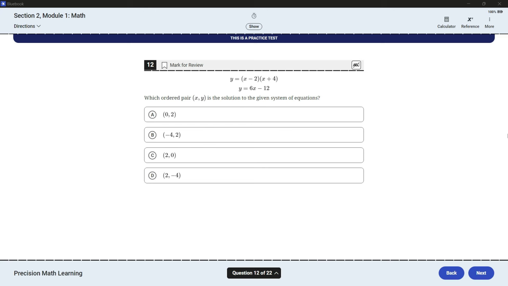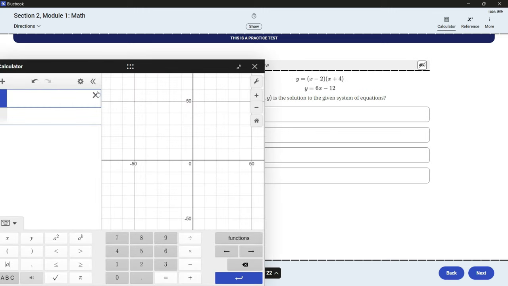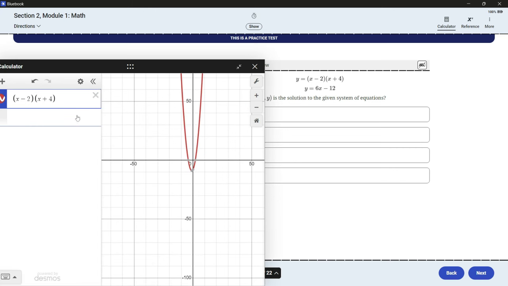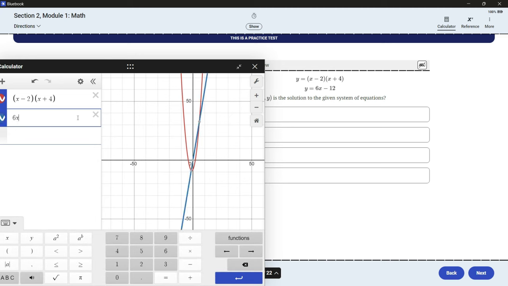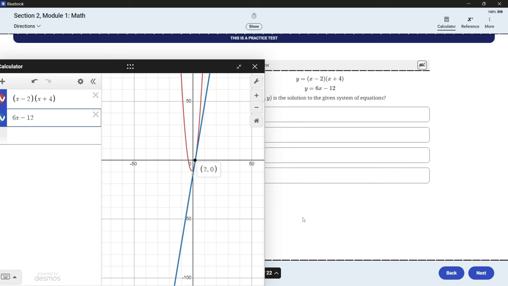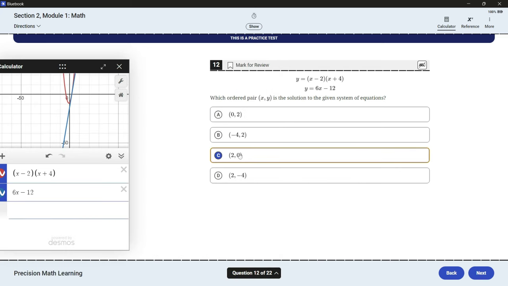Number 12 is a very common type of problem where we have a parabola and a linear line, and we're told to find the solution to this system of equations, so just the intersection point between these two equations. Now, the Desmos calculator makes this problem much easier than solving it by hand. Solving this by hand would involve substitution, then multiplying out and then refactoring. But with the Desmos calculator, all we need to do is type in the two equations here. And then we should get our intersection point, which we do. So that's 2, 0 where these two lines intersect, and that would be our answer.